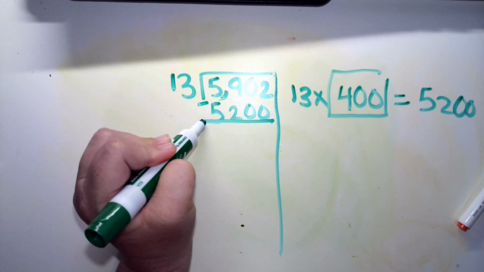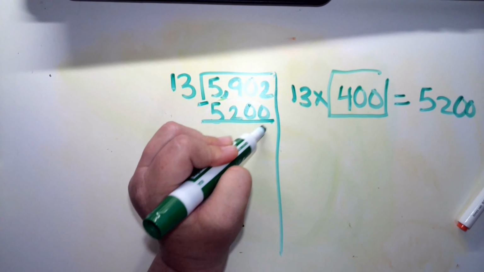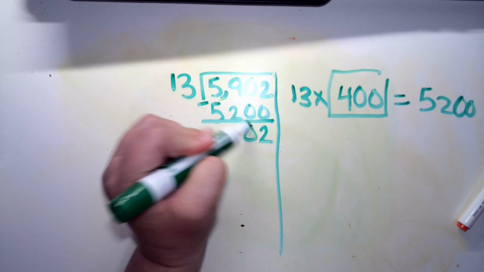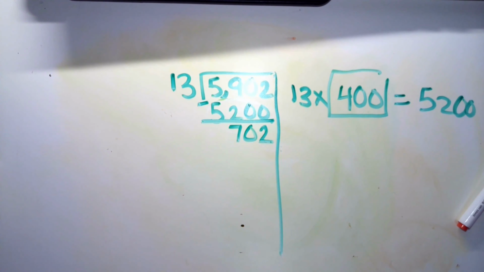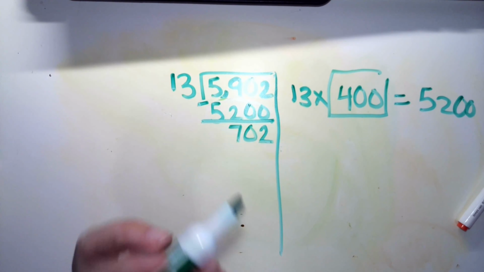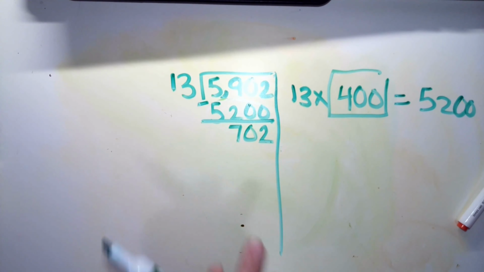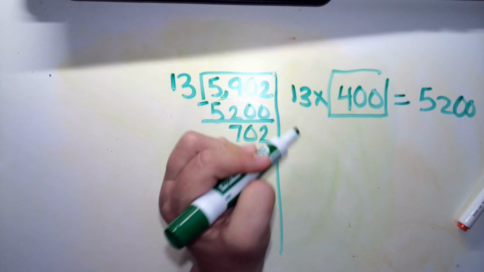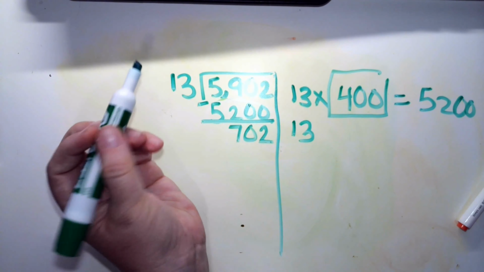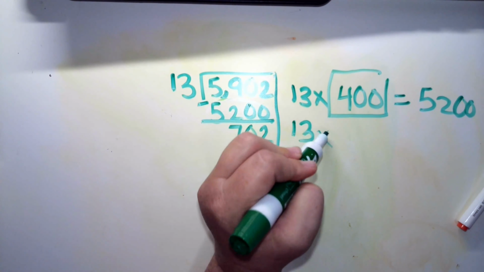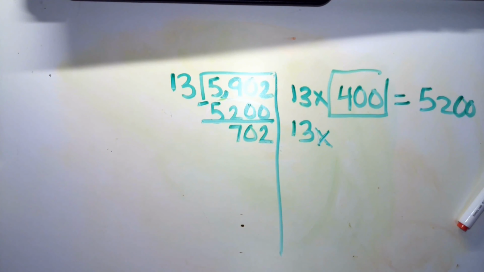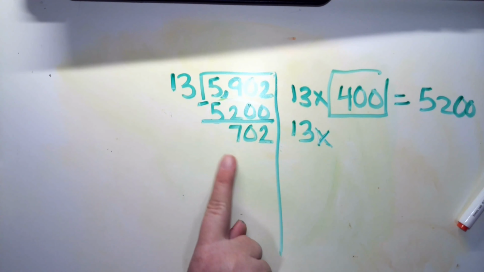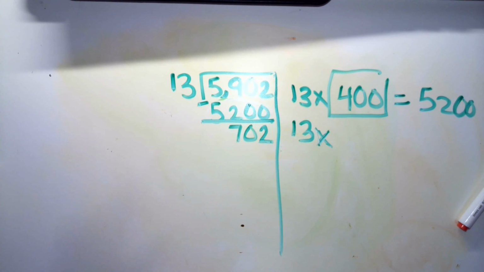Now I'm going to subtract. 2 minus 0 is 2. 0 minus 0 is 0. 9 minus 2 is 7. I just took my number from 5,902 all the way down to 702. I need it to be either a 0 or a number that's below 13. So I'm going to try 13. And this time I'm going to multiply it by something else. I want to try to get close to maybe that 70.